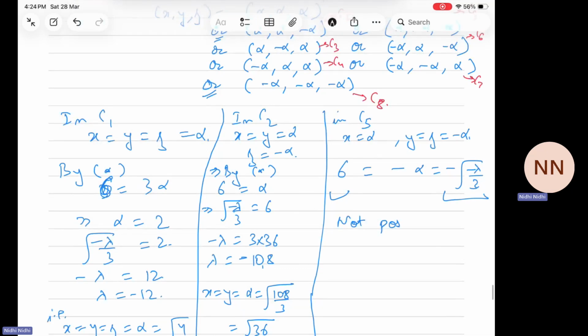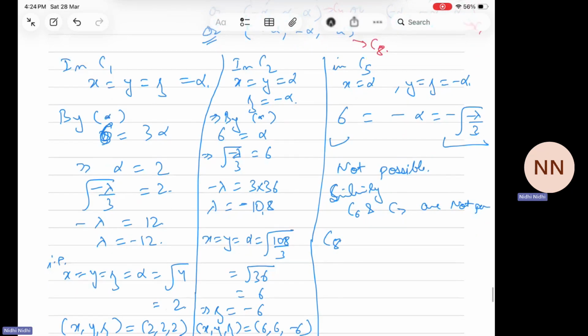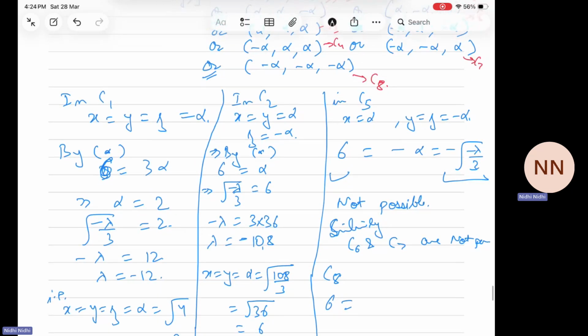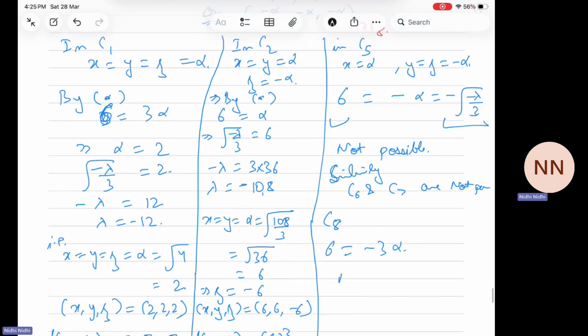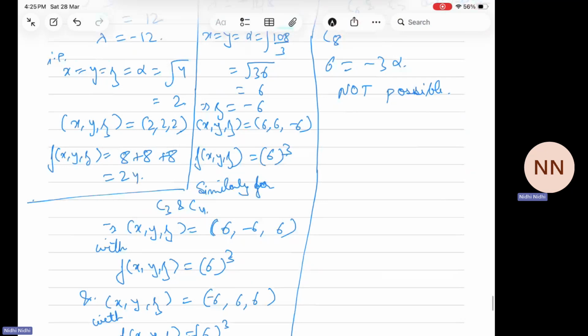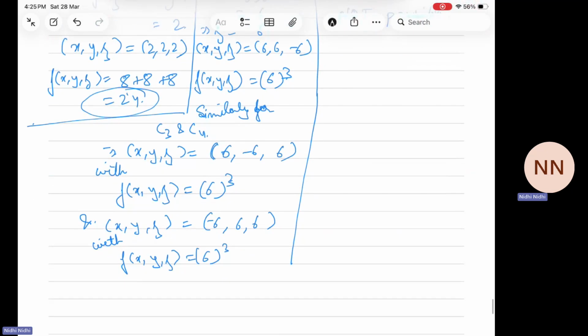In fact, all the other cases, similarly, C6 and C7 are not possible. In fact, for C8 also, you'll get 6 equals minus 3 alpha, which is again not possible. So the only possibilities for the function's value are 24 and 6 cube.